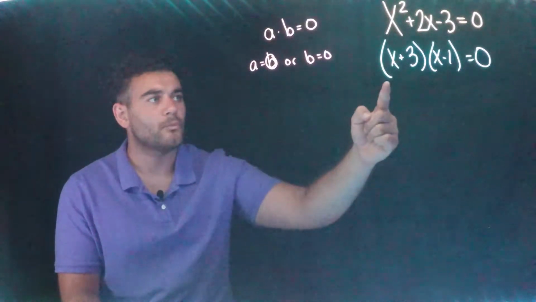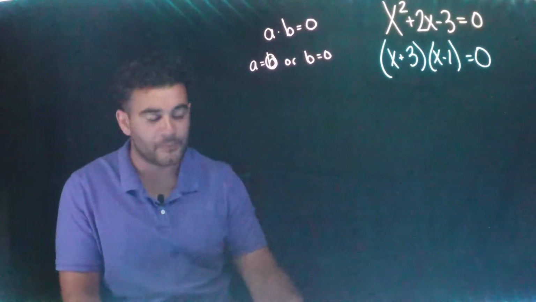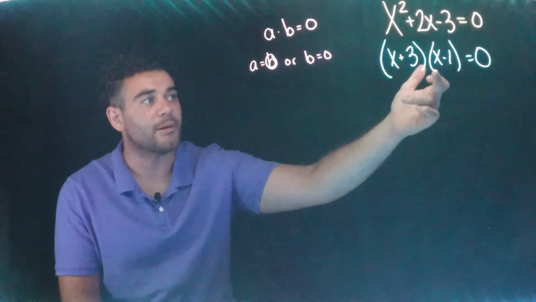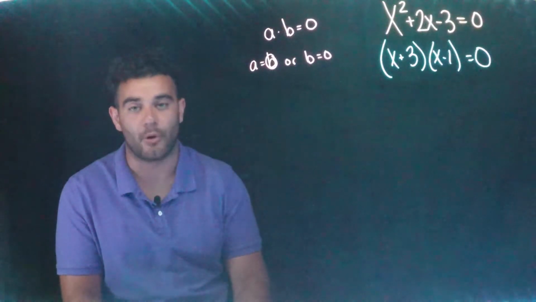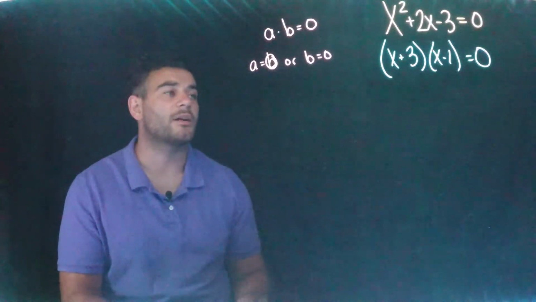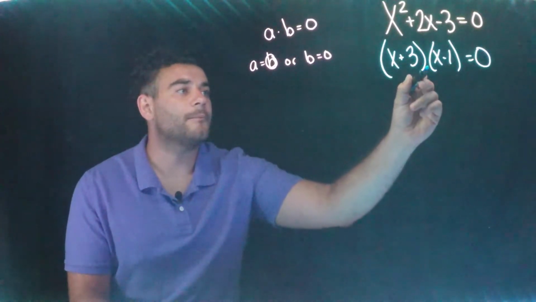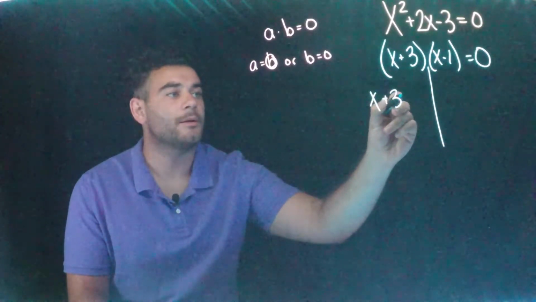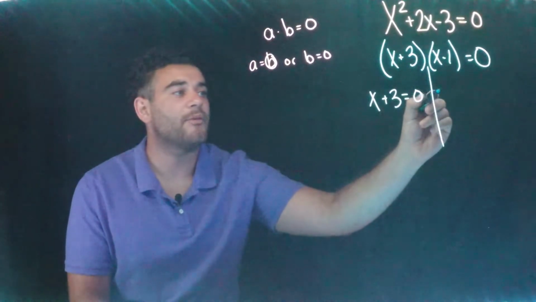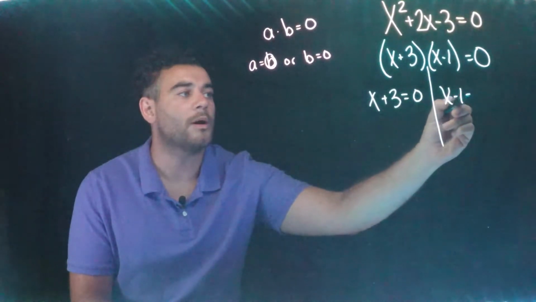So that's what we're going to use over here. We have two things being multiplied together, and they're equal to 0. So we're going to use this zero product property. So we've got x plus 3 equals 0, and we've got x minus 1 equals 0.